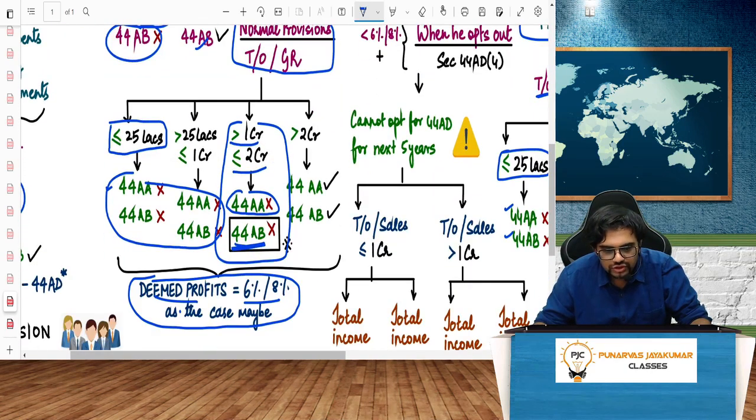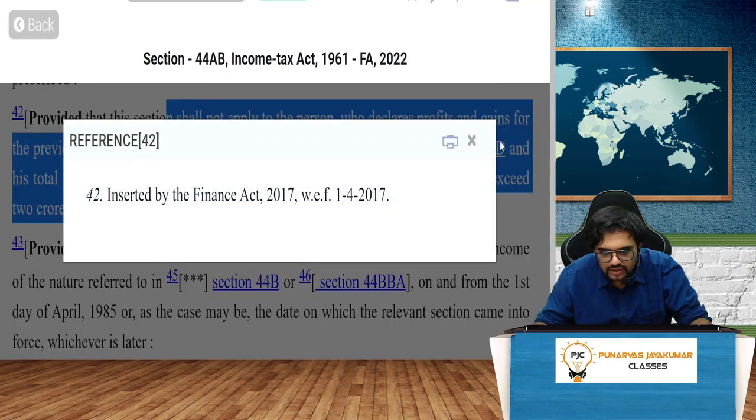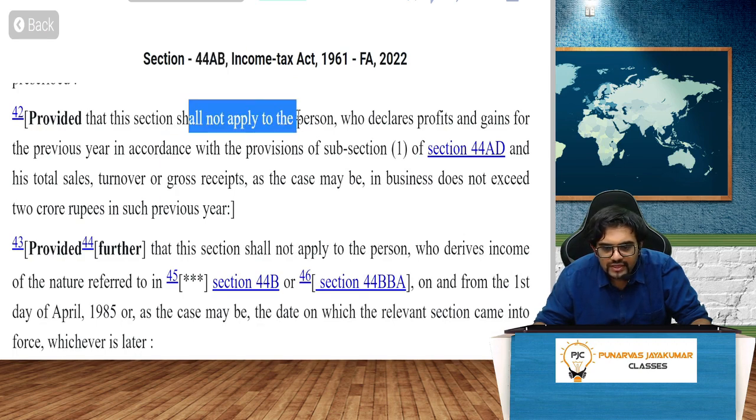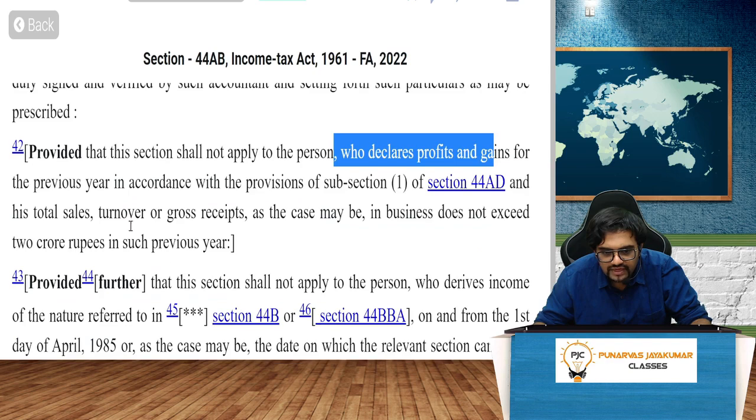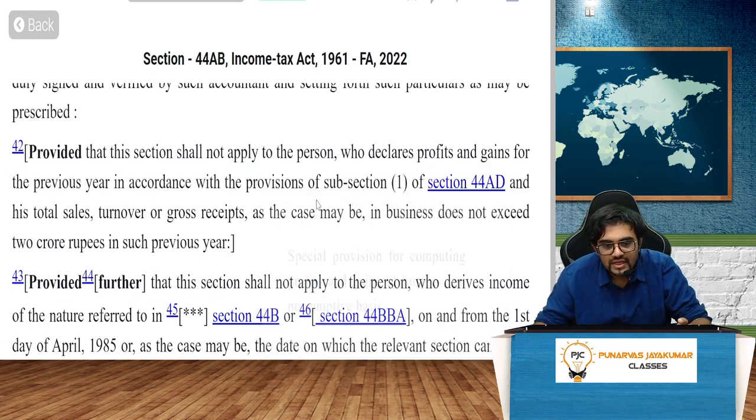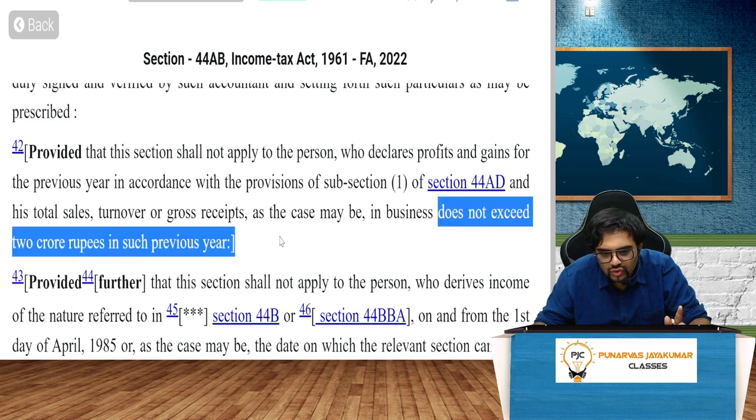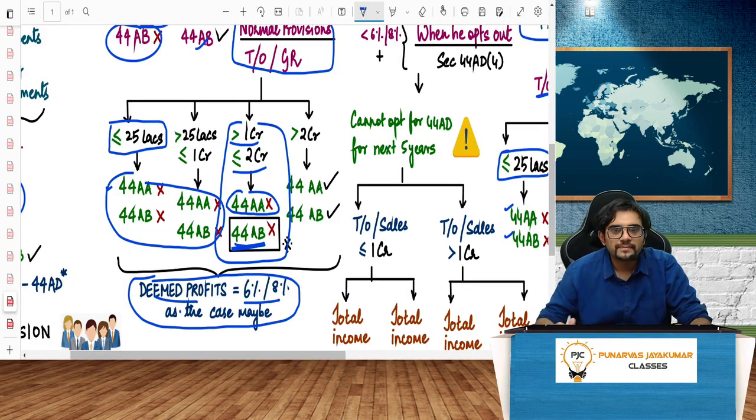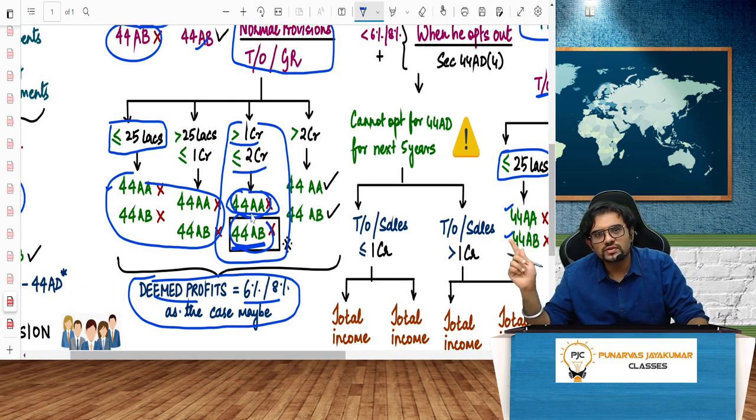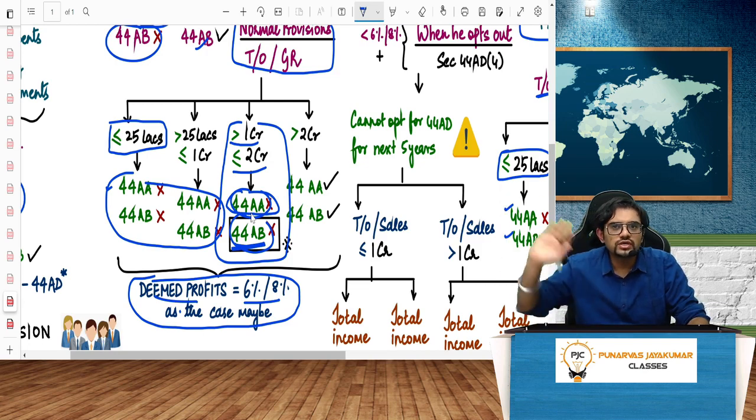Check out, I'll show you that Bare Act. See, this came in 2017 itself, this part, but check it out. This section, which section? Tax audit section, will not apply to the person who declares profits and gains for the previous year in accordance with the provisions of sub-section 1 of 44AD, 6%, 8%. And his total sales, turnover or gross receipts, as the case may be, in business, does not exceed 2 crore in the previous year. Got it? Do not go to 44ADA, that is different, these are different provisions, right? There, if you follow those provisions, if you declare greater than or equal to the presumptive rates, then no need of maintenance of books and audit.